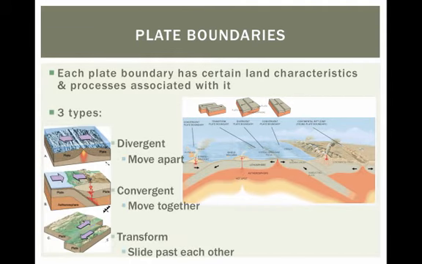There's three main types of plate boundaries: divergent, where they move apart; convergent, where they come together; and transform, where we slide past each other. So those examples are all listed here in this picture, and then we're going to take a deeper look at each one of those.